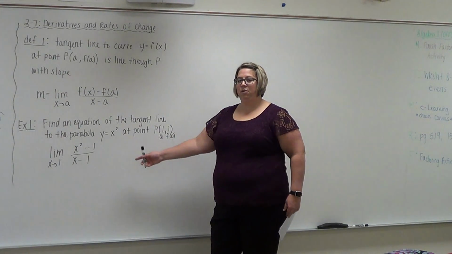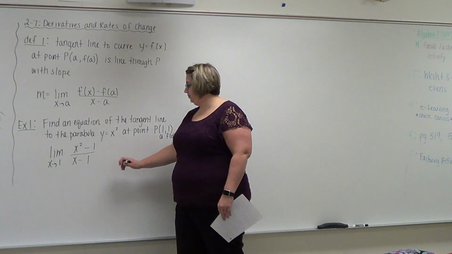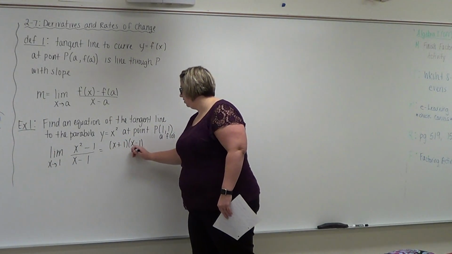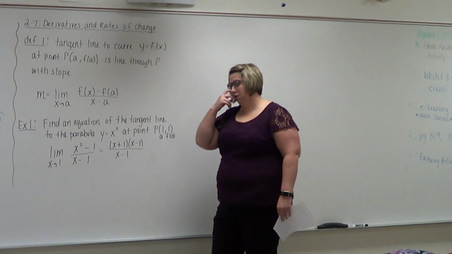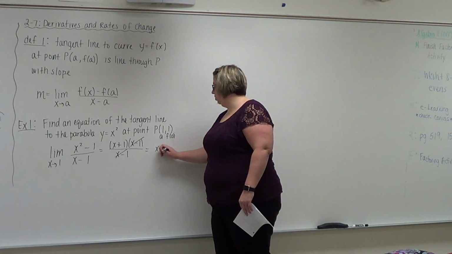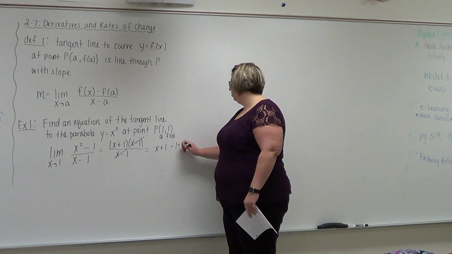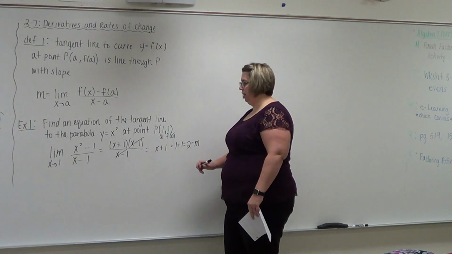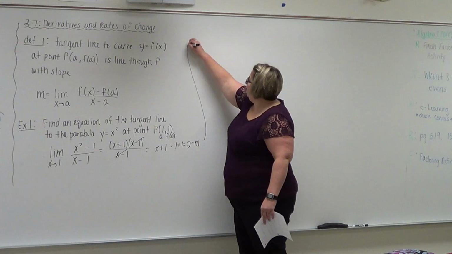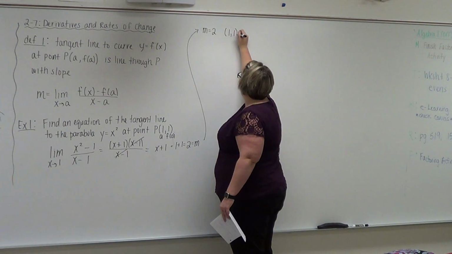Okay, now can I plug in 1 right away? No, so what do we do? Difference of squares. x squared minus 1. And then what happens? The x minus 1's cancel. So x plus 1, and now can I find the limit as x goes to 1? What is the limit as x goes to 1? 2. This is your slope of the line. Okay? So now I know that my slope is 2, and I still have the point, 1, 1.